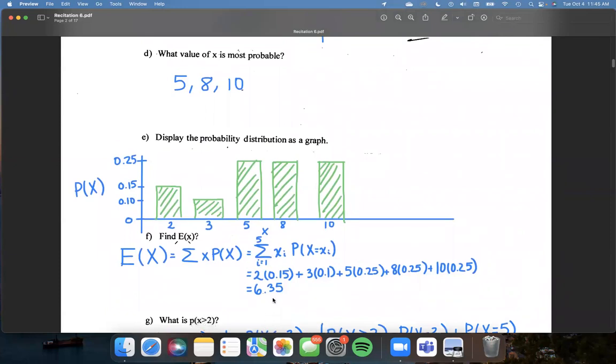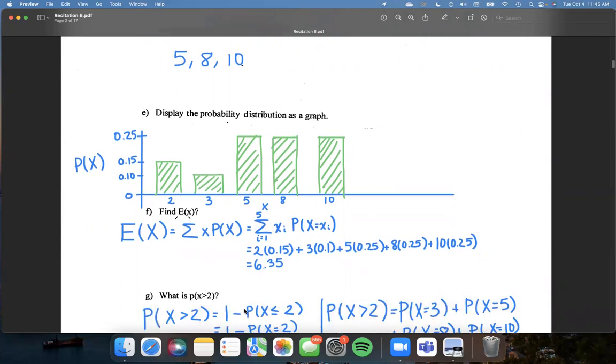Next is, what is the probability that x is greater than 2? So we can do this in 2 different ways again. So we can either do the more efficient way. The probability of x greater than 2 would be 1 minus the probability of the complement of x greater than 2. The complement of that would be that x is less than or equal to 2. So 1 minus the probability of x is less than or equal to 2.